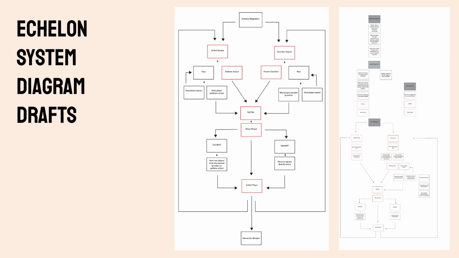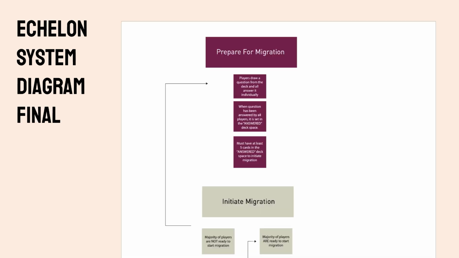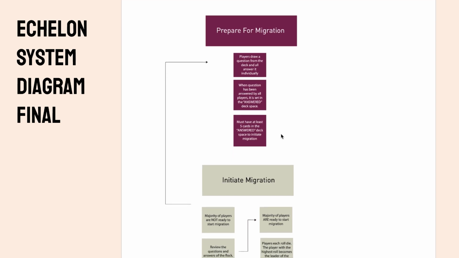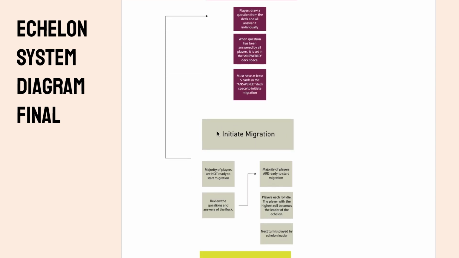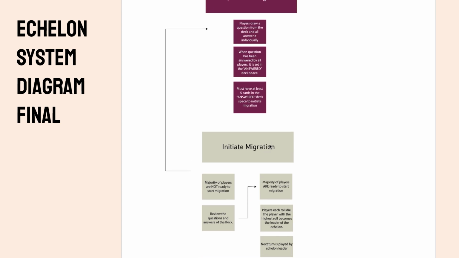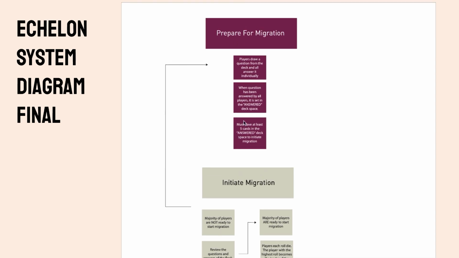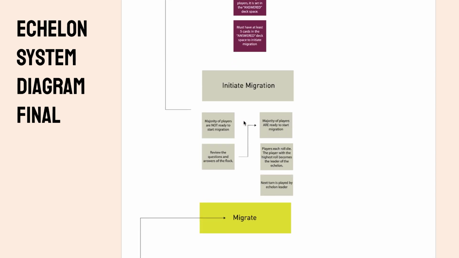These are my two drafts of the system diagram for Echelon, and here is the final. I separated it into three subsections. The first one is prepare for migration, which involves answering cards in preparation until they remember the answers and feel ready to begin. The next phase is initiate migration. At this point, the players have the opportunity to go back into the preparation phase if they don't feel ready to start the migration, or they can go forward, rolling the die to see who starts as the echelon leader.